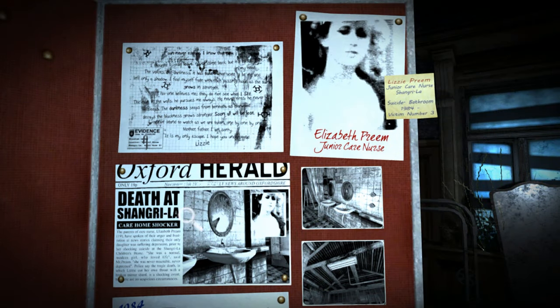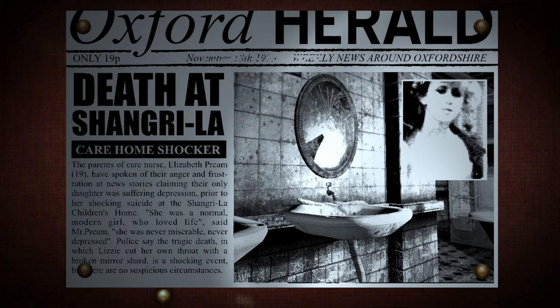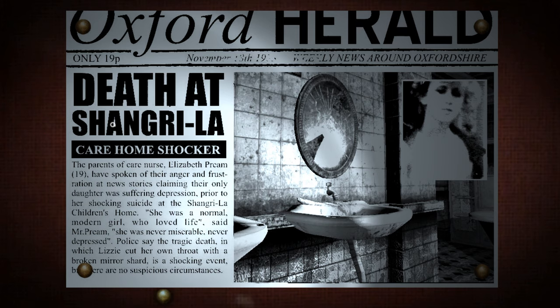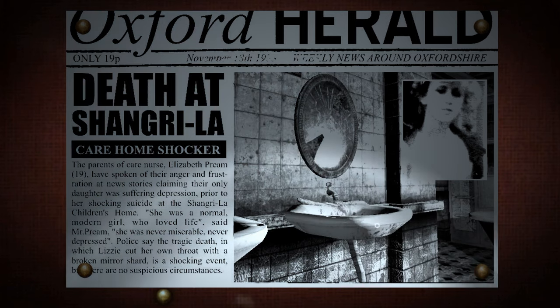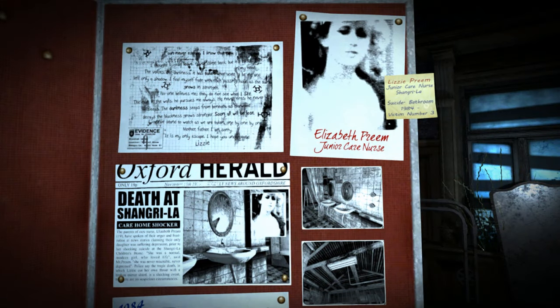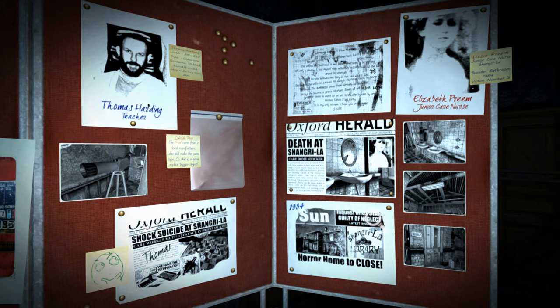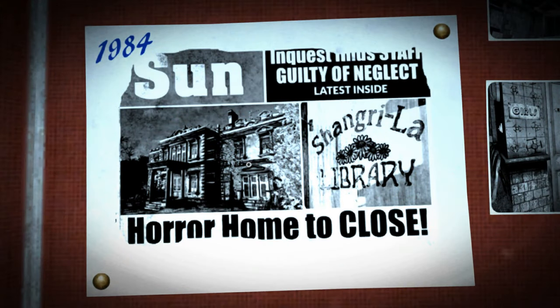Article about the death. The parents of care nurse Elizabeth Preem, 19, have spoken of their anger and frustration at news stories claiming their only daughter was suffering depression prior to her shocking suicide at the Shangri-La Children's Home. She was a normal, modern girl who loved life, said Mr. Preem. She was never miserable, never depressed. Police say the tragic death, in which Lizzie cut her own throat with a broken mirror shard, is a shocking event. Something-something, no suspicious circumstances. Horror home to close.